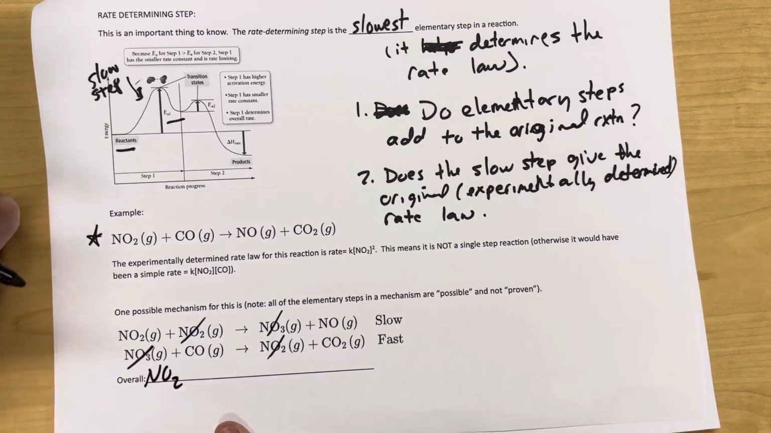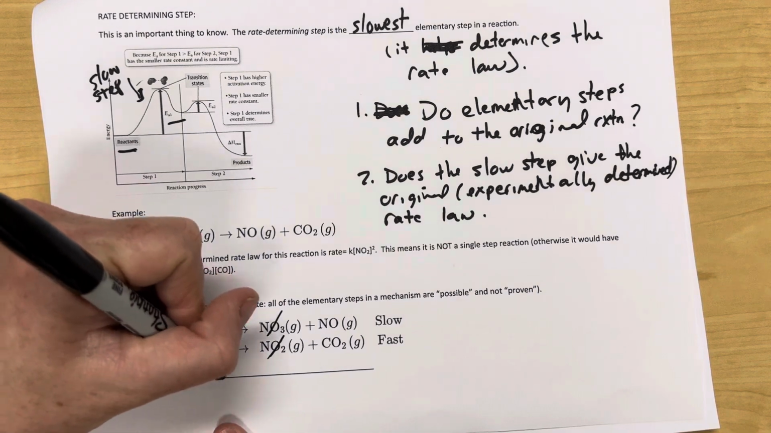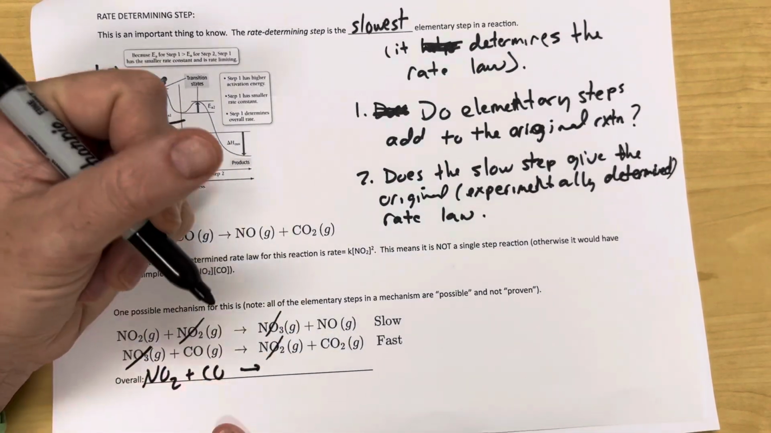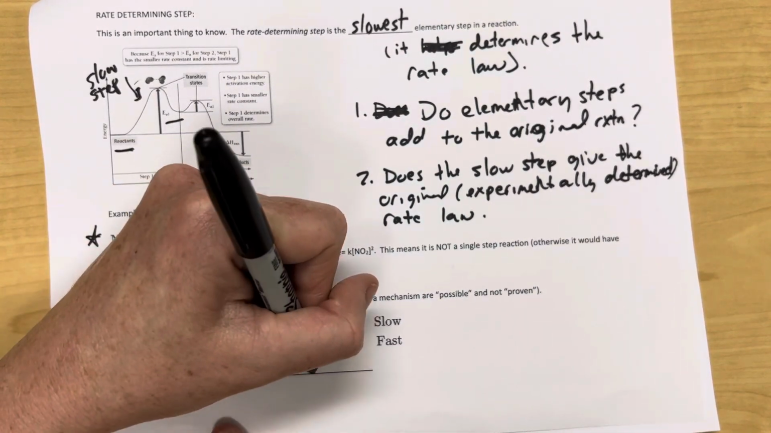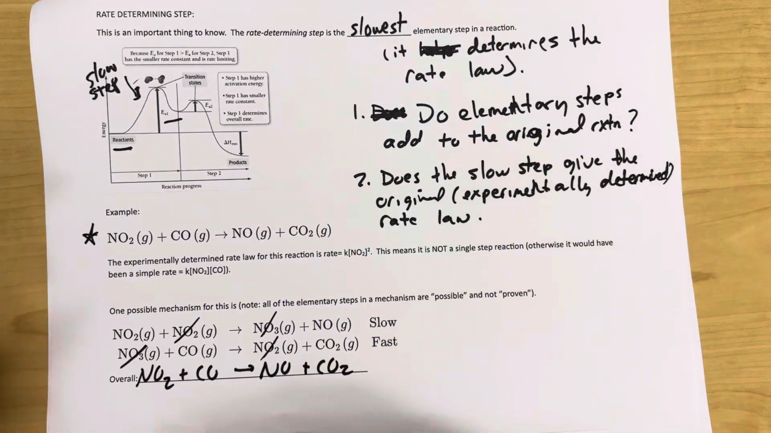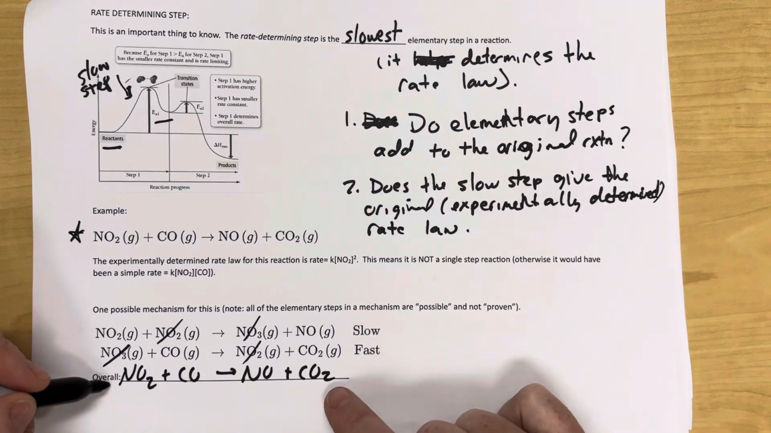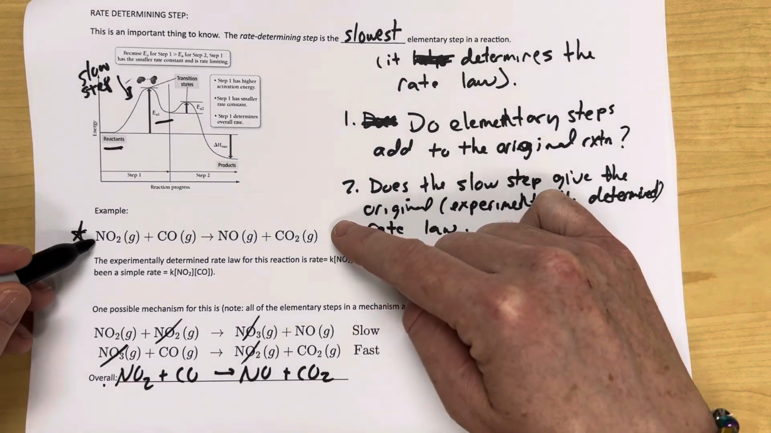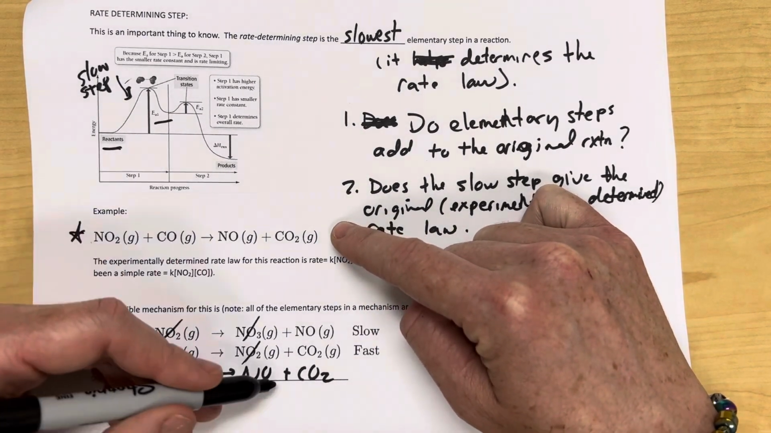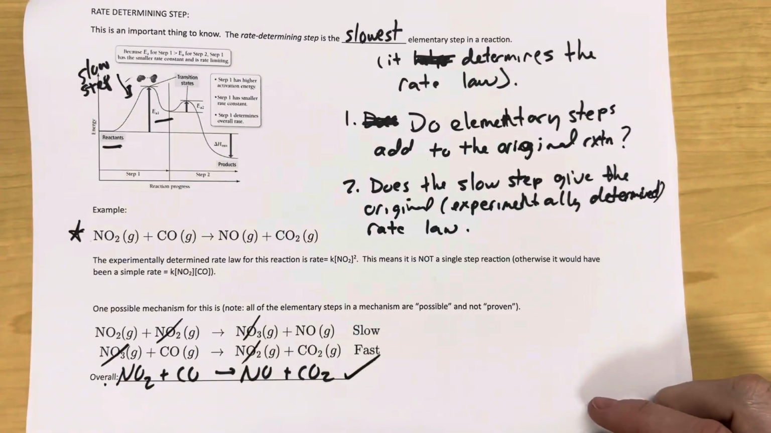The stuff that didn't cancel, I got NO2 plus CO yielding NO plus CO2. So again, step number one is, did these elementary steps add up to give us the original reaction? Well, the original reaction's right here, and it looks like it is exactly the same. So that's yes. Woohoo! Good job.